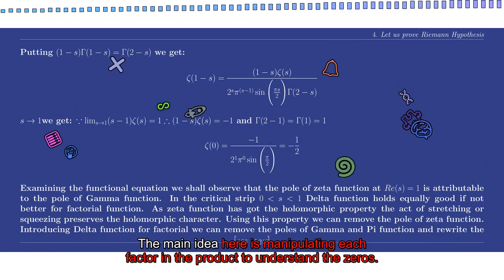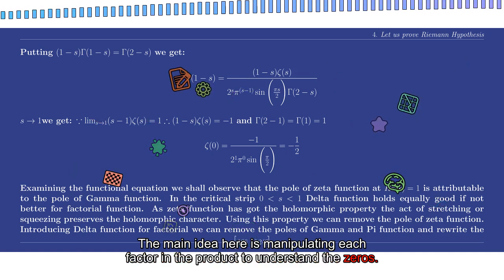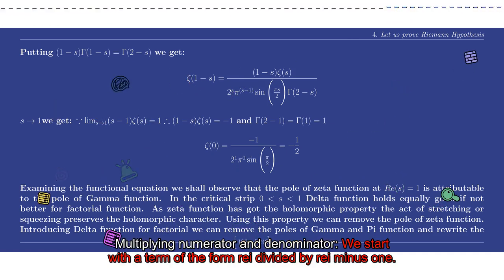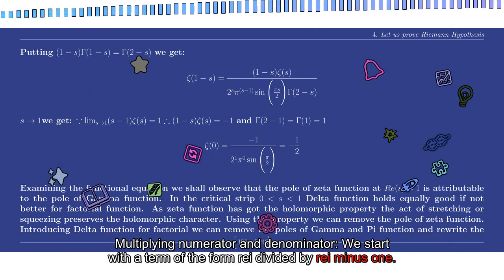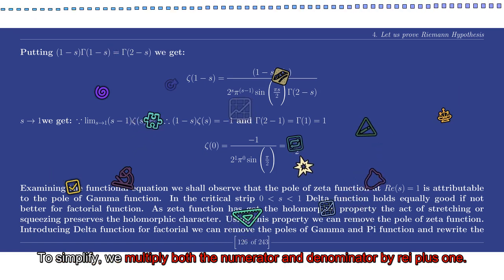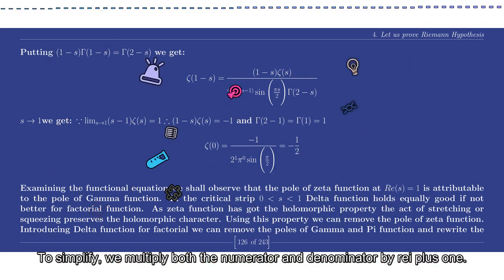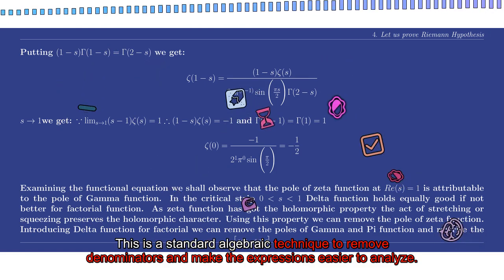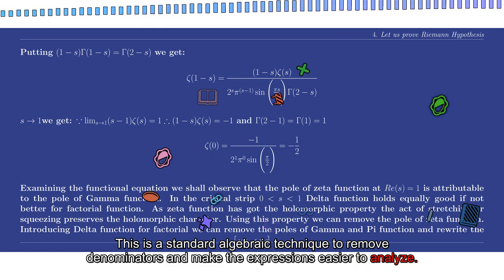The main idea here is manipulating each factor in the product to understand the zeros. Multiplying numerator and denominator, we start with a term of the form ρ divided by ρ minus 1. To simplify, we multiply both the numerator and denominator by ρ plus 1. This is a standard algebraic technique to remove denominators and make the expressions easier to analyze.